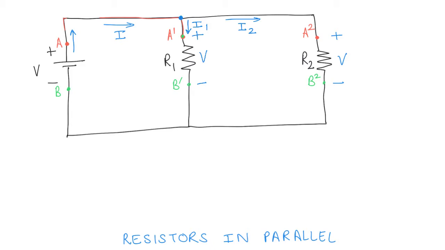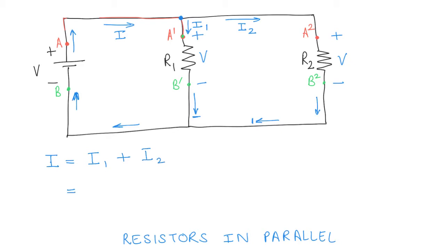Then I1 is going to flow through R1, I2 is going to flow through R2, down through this, and when we come back here, both this current I1 and this current I2 are going to combine and flow back. And as we said before, the current that's flowing out of the power supply has to be the same as the current flowing into the power supply. So basically, we can write I equal to I1 plus I2, right?